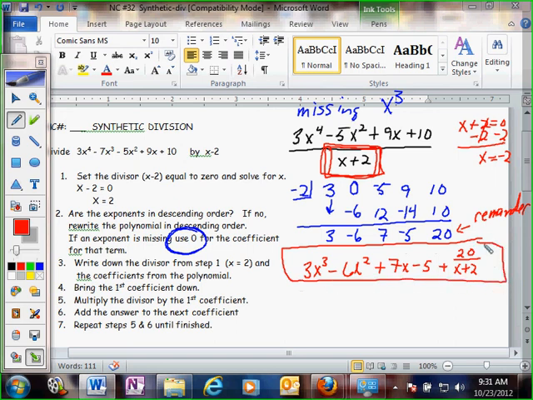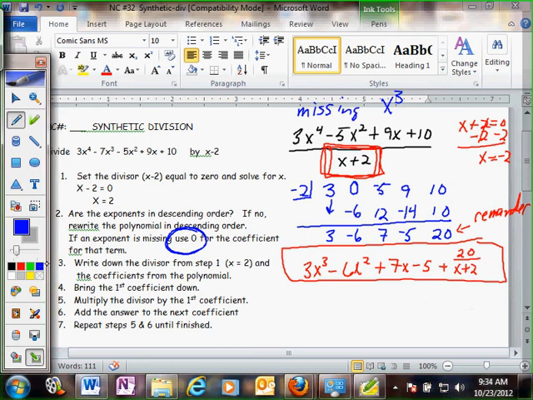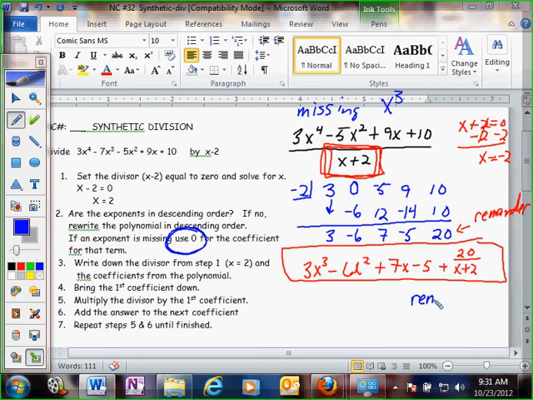So again, the only difference between this second example and the first is that if I have a remainder, just put a plus out there and then write the remainder as a fraction, and the fraction is just the remainder over the divisor. And that's how you do synthetic division.